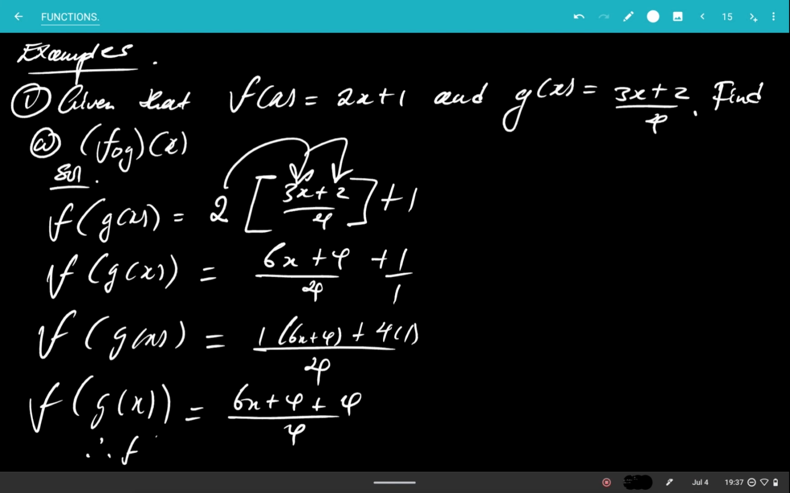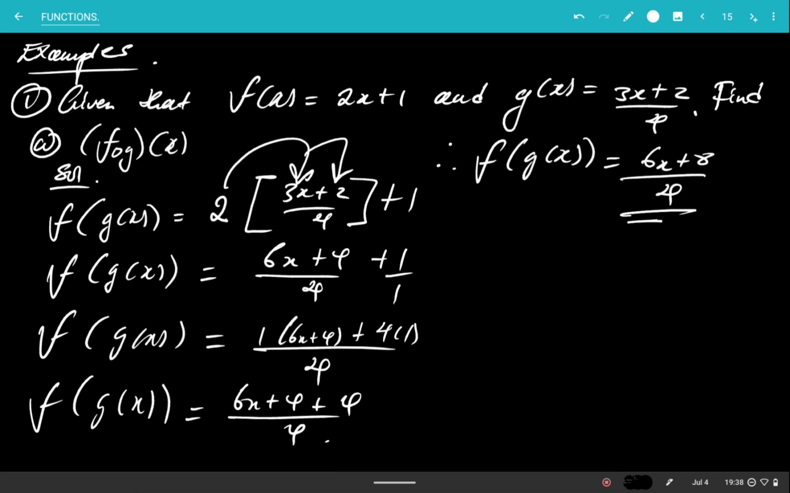Therefore, my f of g of x is equal to 6x plus 8 over, okay, space is not enough. Alright, so what I was trying to say is that my f of g of x is going to equal 6x plus 8 over 4, like that. Alright, so that's how you go about it. But if you want, you can reduce. You can always reduce this.